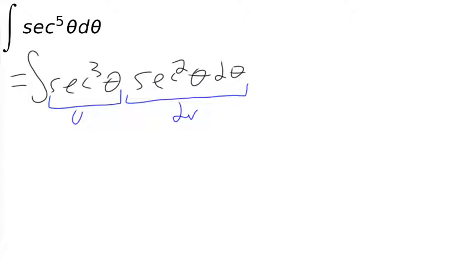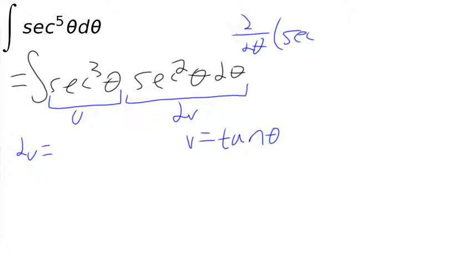Now I have to get the du and the v. So to get the v, I'll have to integrate the dv. So when you integrate secant squared theta, you get tangent theta. And to get the du, I'll have to differentiate this. And let's do it carefully. So we're differentiating secant cubed theta. So I'm going to write this as secant theta cubed. And you know you're going to do the power rule.